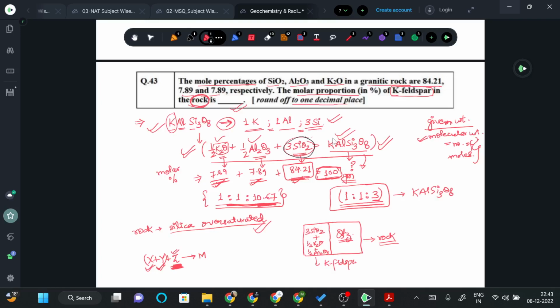Here we have written in a reaction form: half K2O plus half Al2O3 plus 3 SiO2 gives KAlSi3O8. Everything is perfectly balanced in this reaction. And we have got K2O mole percentage, Al2O3 mole percentage, SiO2 mole percentage. KAlSi3O8 mole percentage, it is asking what will it be in the total rock.